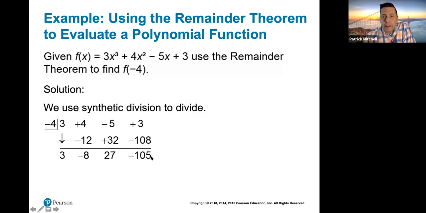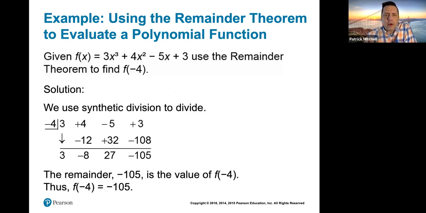And you could check this answer by doing it the other way, actually replacing all the x's with negative 4s. Hopefully you'll agree that it's actually more work doing it that way. This was very easy. You're only ever doing two things. You're multiplying by negative 4 and adding, all right? You have to do a whole bunch of other stuff when you do it the old way.